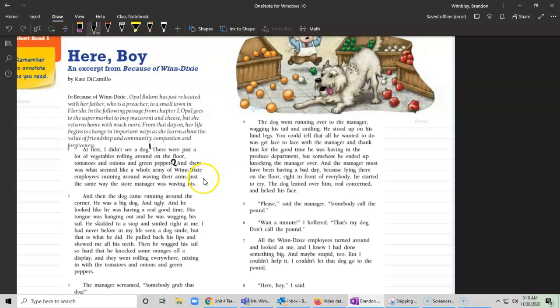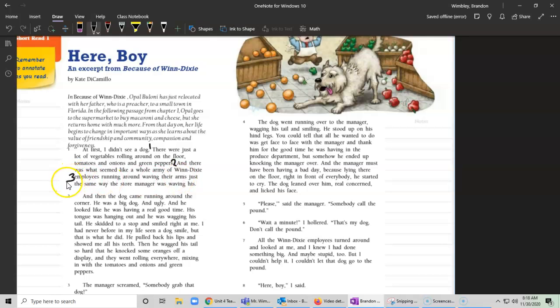Huh. So Winn-Dixie employees, that must tell me that that's the name of the store. The store must be called Winn-Dixie, like a grocery store, like we have Walmarts here. So that sentence, I think it's telling me that people running around must be scared or upset about something, though I'm not quite sure what it is yet. So I'm going to place a number three by the phrase employees running around waving their arms.